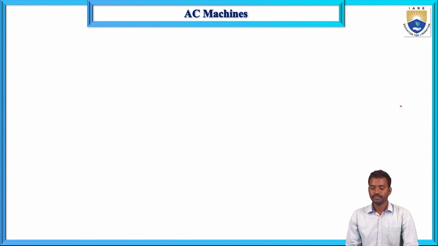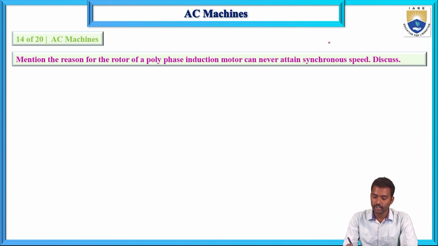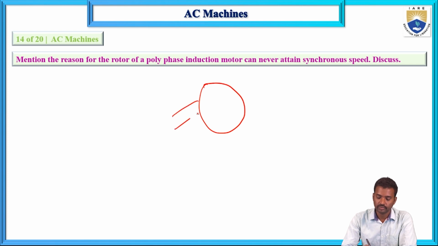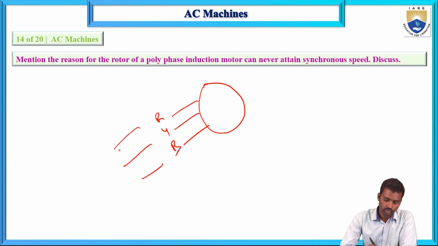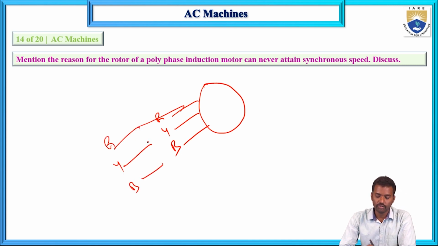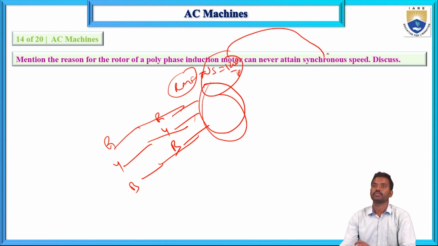Now next, mention the reason why the rotor of a polyphase, that means a three-phase, induction motor can never attain synchronous speed. This I explained; discuss and mention the proper reason. If you give a three-phase supply RYB to the stator winding of the induction motor, a rotating magnetic field will develop. The rotating magnetic field speed is Ns equals 120 f by P. That is the synchronous speed. So the motor can never attain synchronous speed.